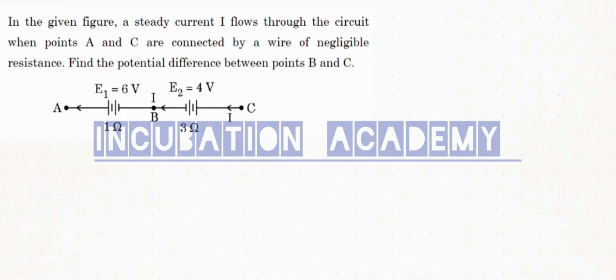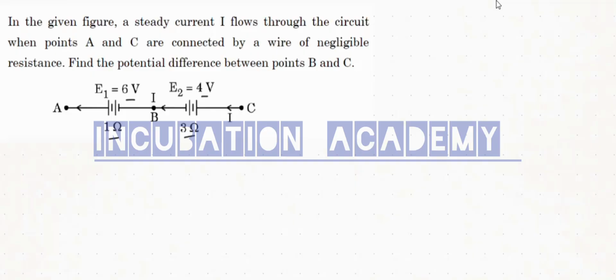The question shown on the screen is from the CBSE 2026 physics question paper. In the given figure, a steady current I flows through the circuit. When the points A and C are connected by a wire of negligible resistance, find the potential difference between the point B and C. Here E1 cell is there, and 6 volt is the EMF of the first cell, which is connected between A and B, and 1 ohm is the internal resistance. 4 volt is the EMF of the second cell and 3 ohm is the internal resistance.